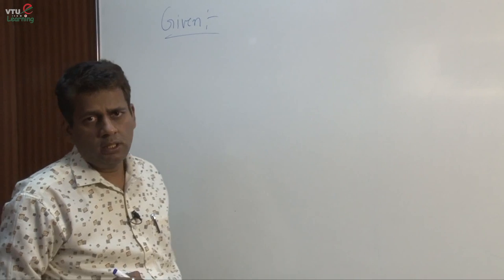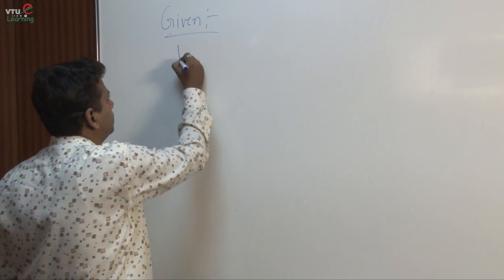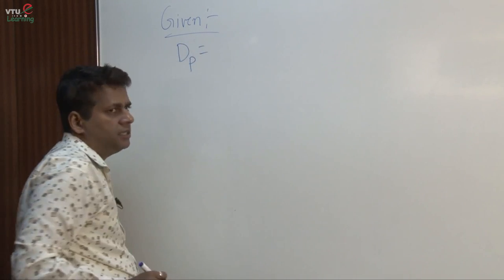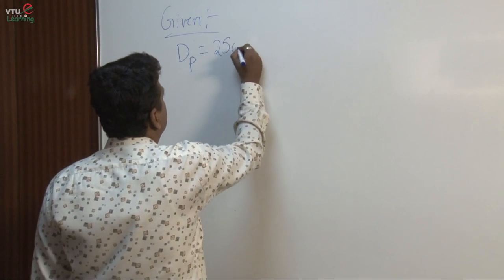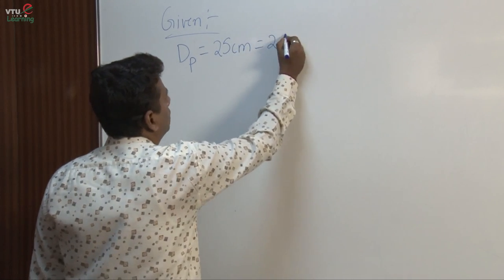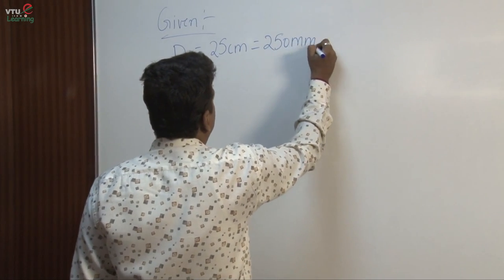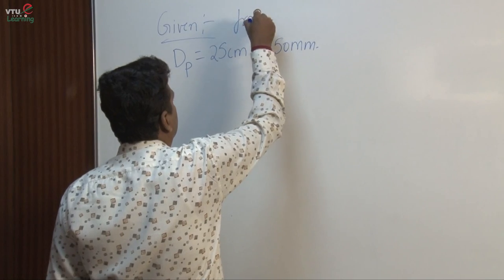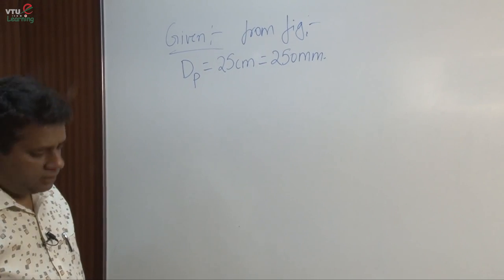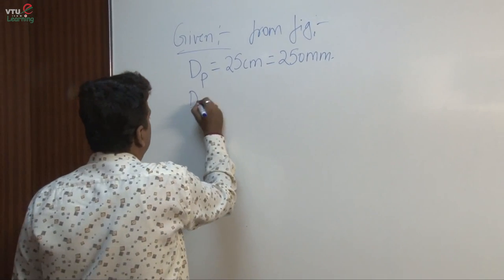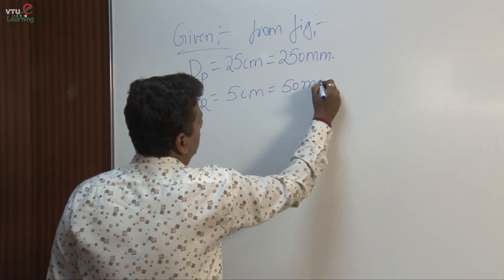Looking at that sketch, we can identify certain dimensions like the diameter of the piston. It is given in the sketch, the diameter of the piston is 25 centimeter, which is equal to 250 millimeter. From the figure, I am writing down these dimensions. Next, diameter of the rod, 5 centimeter, that is equal to 50 millimeter.